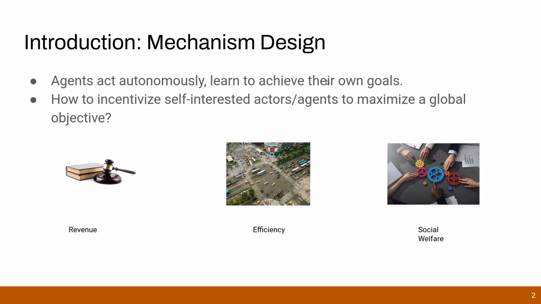In mechanism design, there are self-interested agents that act autonomously and learn to use the mechanism to achieve their own goals. Now we ask the question, how can we incentivize these self-interested agents to maximize a global objective, such as revenue in an auction, or efficiency in a traffic intersection, or social welfare in economic production?